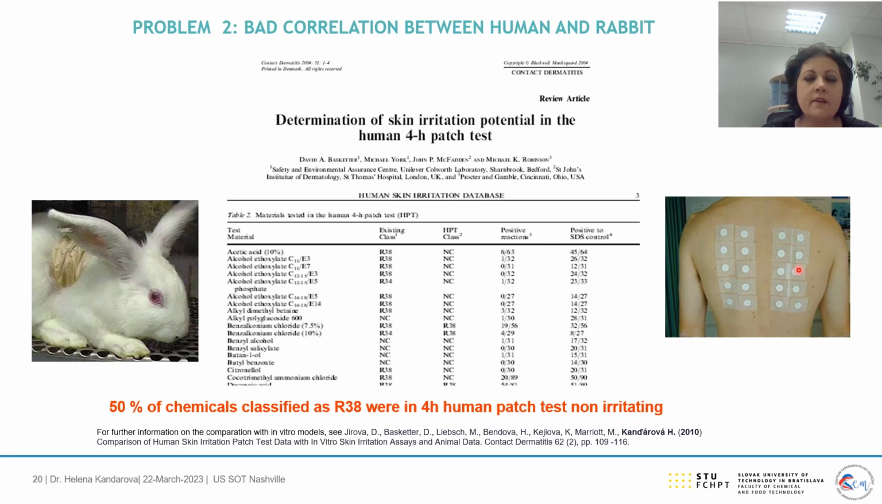There is a very nice study conducted by David Basketter and his team, where they exposed human volunteers in the 4-hour human patch test in the same conditions as you would be doing the in vivo rabbit test. And indeed, you can see based on the results and that classification scheme that was implemented around 2006, that 50% of the materials classified as irritating were in fact non-irritating to humans in human patch testing.